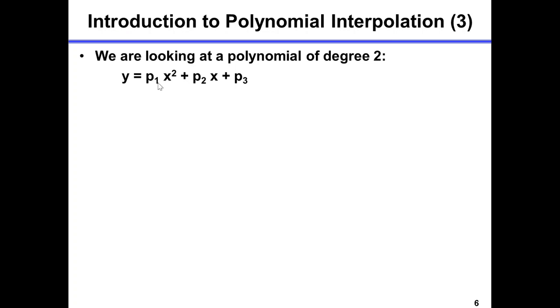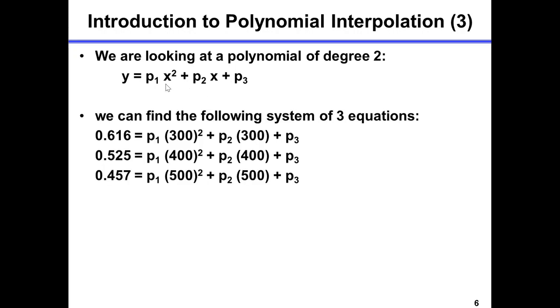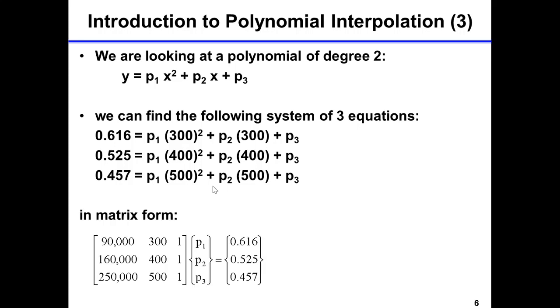These are the same things as a0, a1, a2 that we had before, but we just write down the polynomial coefficients as p instead of a. It's the same. So we can find the following system of 3 equations. We just put the values in: I have x1 and y1, x2 and y2, and x3 and y3. I have 3 equations and 3 variables, so the degrees of freedom is 0. I can solve the problem.